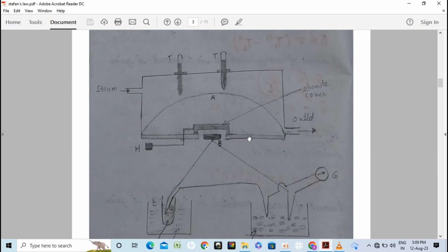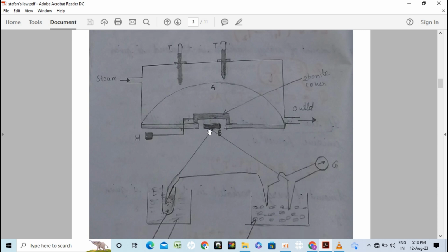The bottom of this hemispherical vessel is covered with wood, and the center bottom of this hemispherical vessel contains a hole to insert a silver disc. The silver disc is covered and uncovered by this ebonite cover by adjusting this handle. Now the upper surface of the silver disc is coated with lamp black. Now, a thermocouple is used to measure temperature difference.